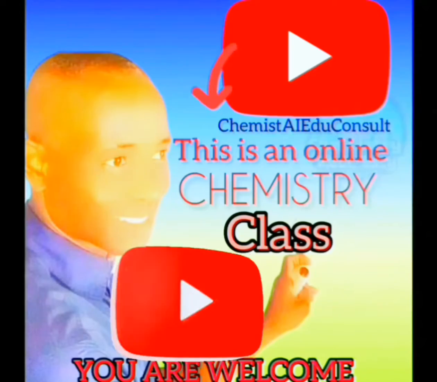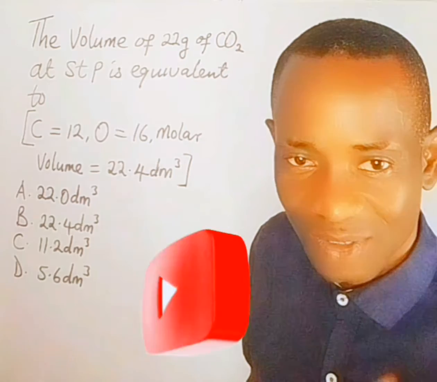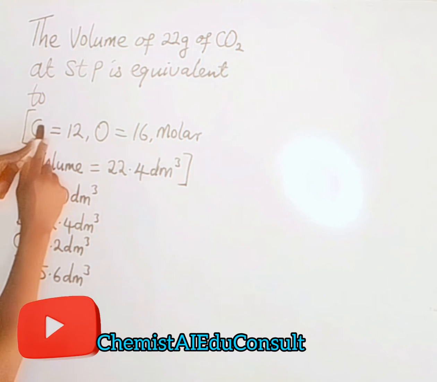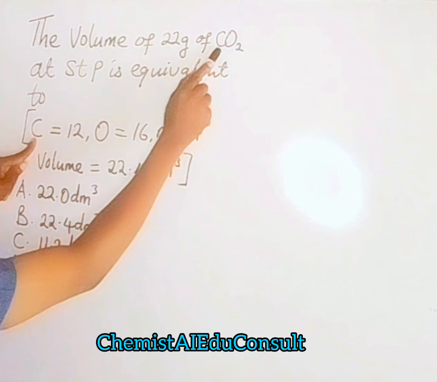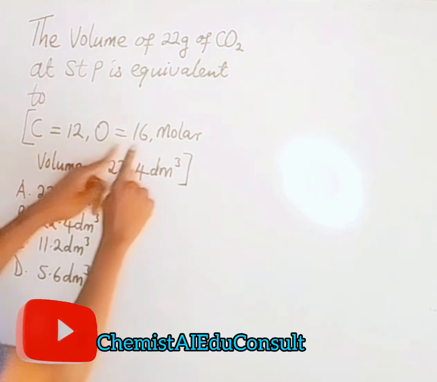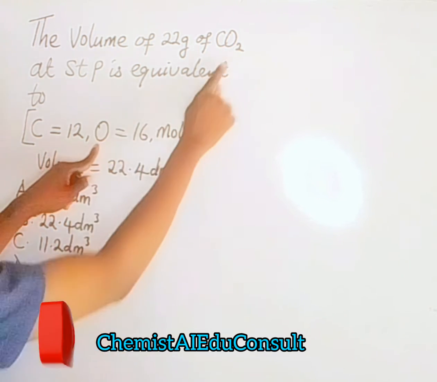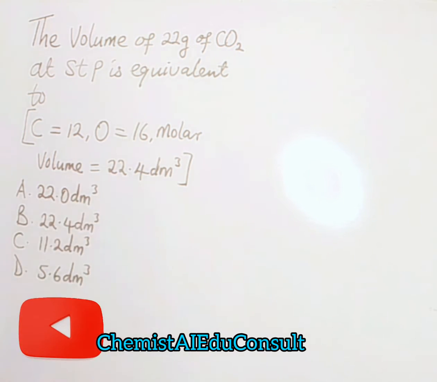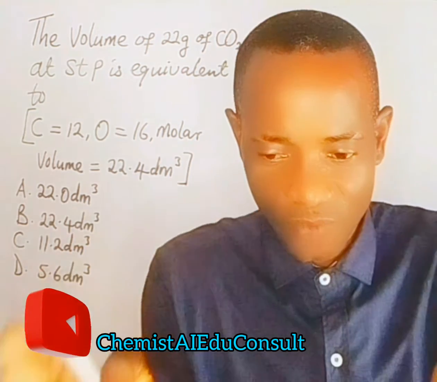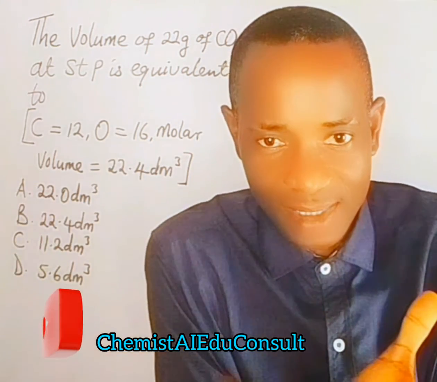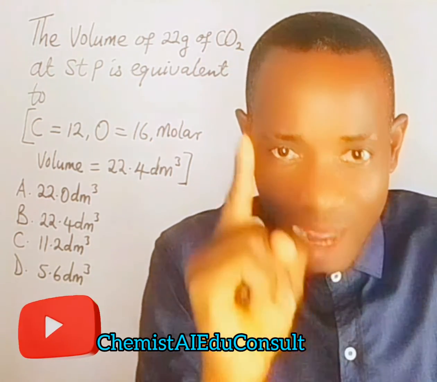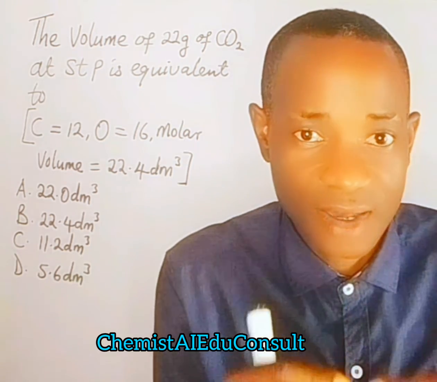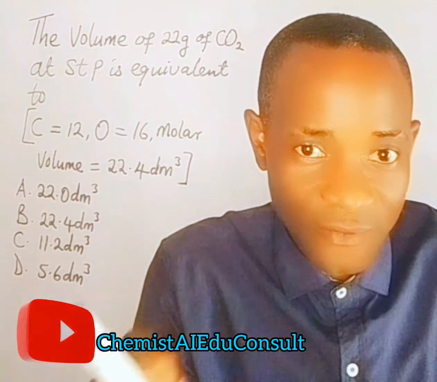Before we continue, let's tackle this problem. This 12 is the atomic mass of carbon, and we have carbon in this compound, right? And this 16 is the atomic mass of oxygen, and we have oxygen in this compound. Molar volume 22.4 dm³. Molar volume is the volume, you know, volume is a space occupied by 1 mole of a gas, and 1 mole of every gas contains the mass known as formula mass.